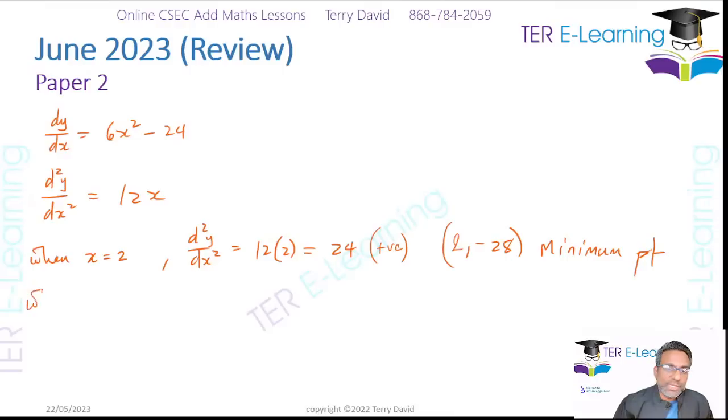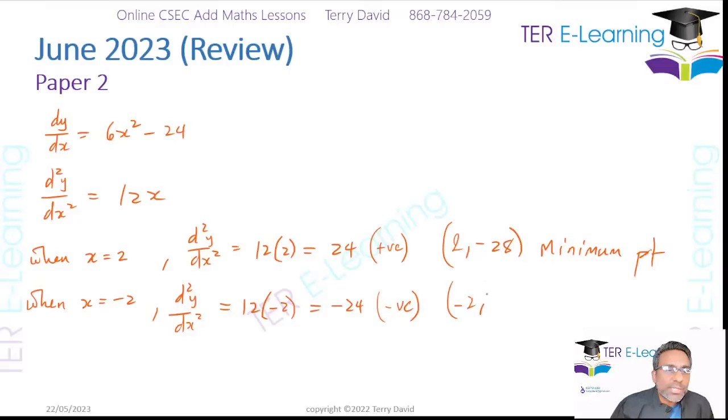And we need to use x is minus 2. d2y/dx squared is equal to 12 multiplied by minus 2. You're going to get minus 24. We're not concerned about the value. We're concerned about the sign. It's negative here.